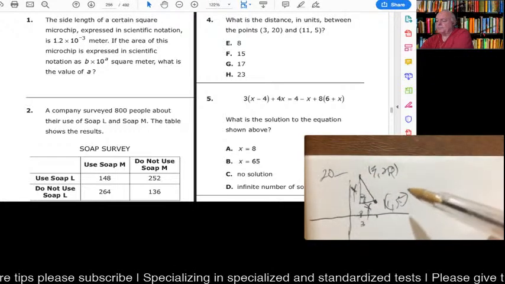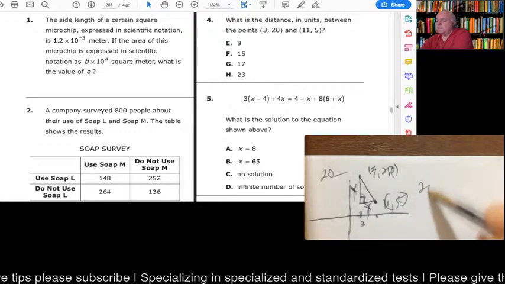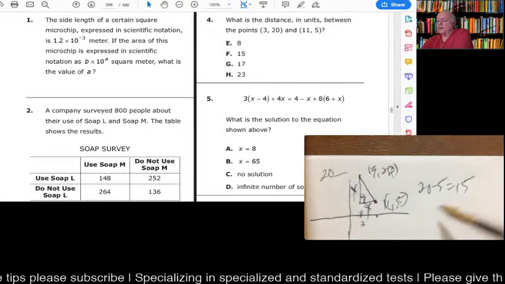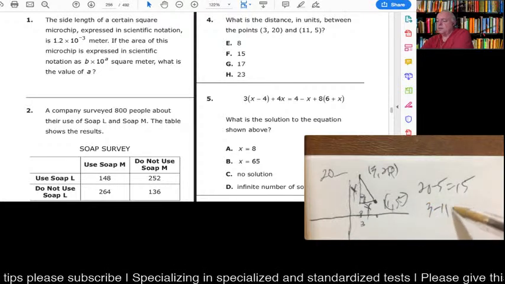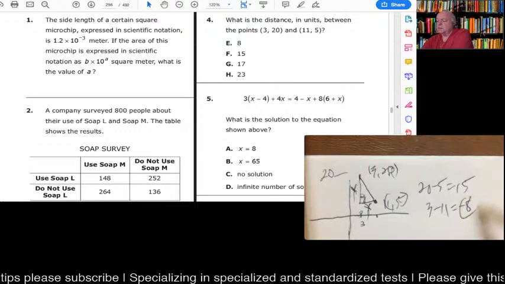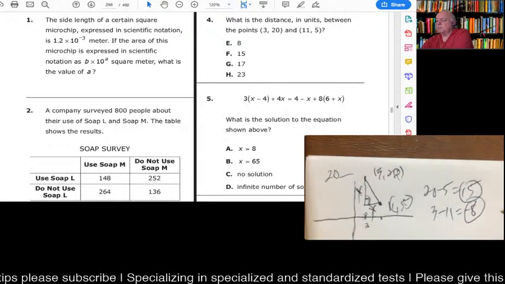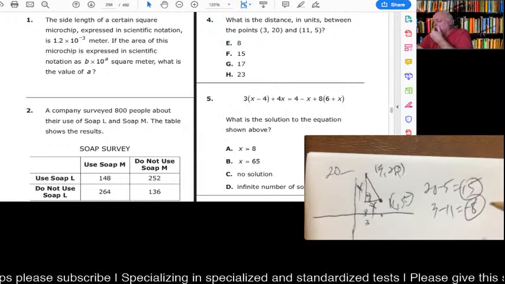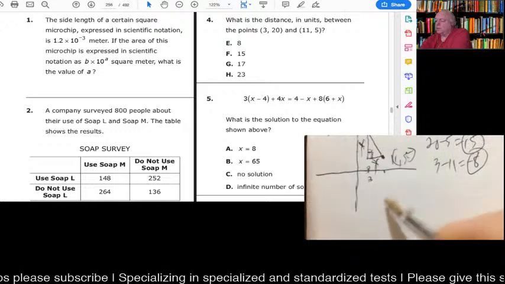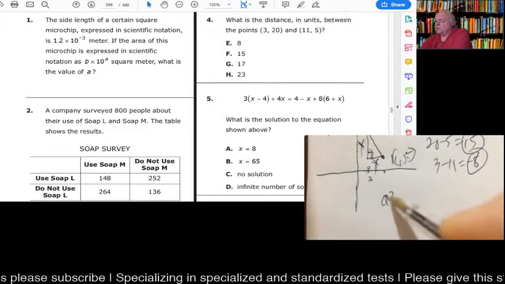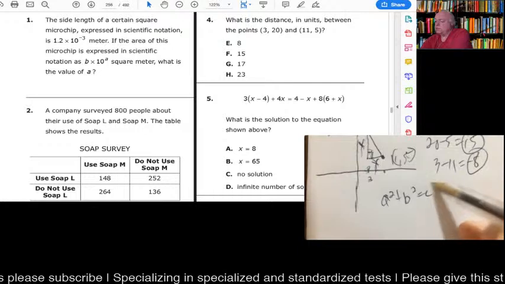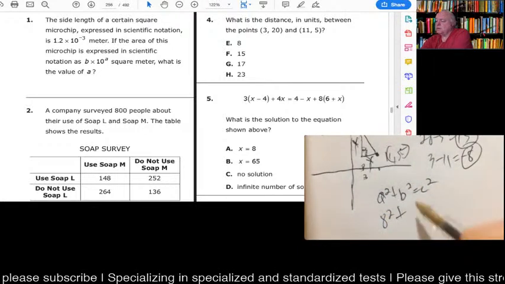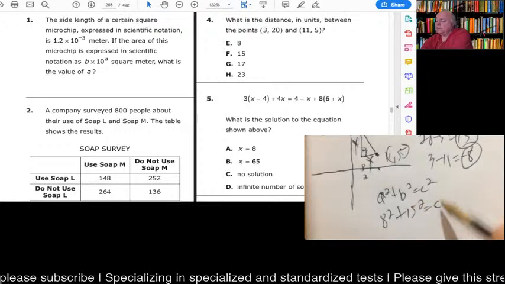So we have 20 minus 5, that's the one I'm going to take, is 15. Therefore, I have 3 minus 11 equals minus 8, or just 8. So those are our two numbers, all right? So we're going to have a squared plus b squared equals c squared. So we're going to have 8 squared plus, what was the other number? 15 squared equals c squared.